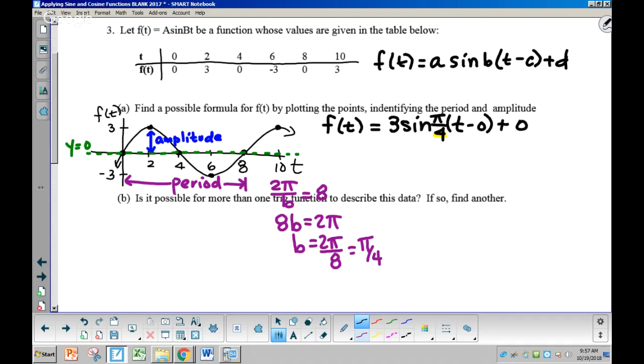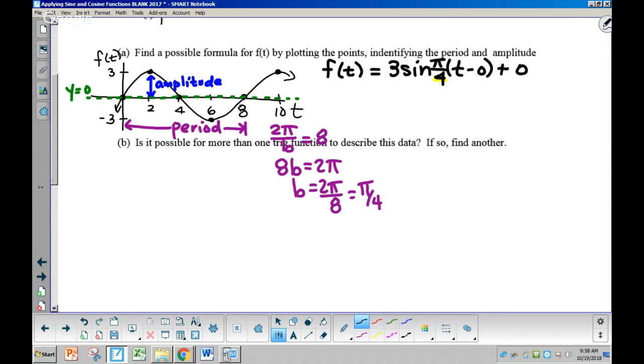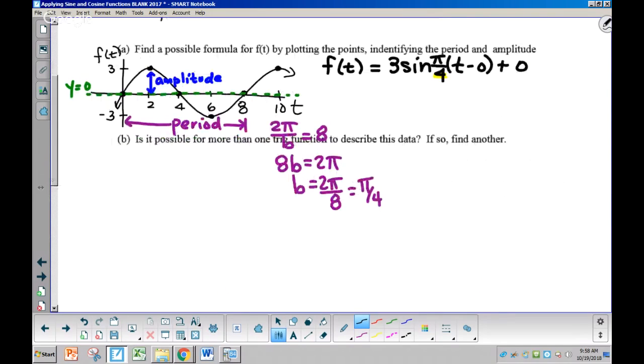All right. Part B says, is it possible for more than one trig function to describe this data? Yes. Obviously, the answer is yes. There are infinitely many. We've only shown part of the curve. So let's give it a try. What else? What other name could we give it?